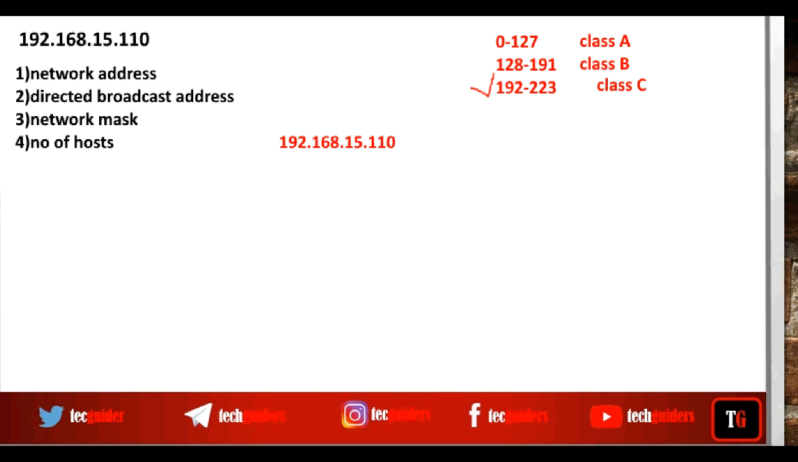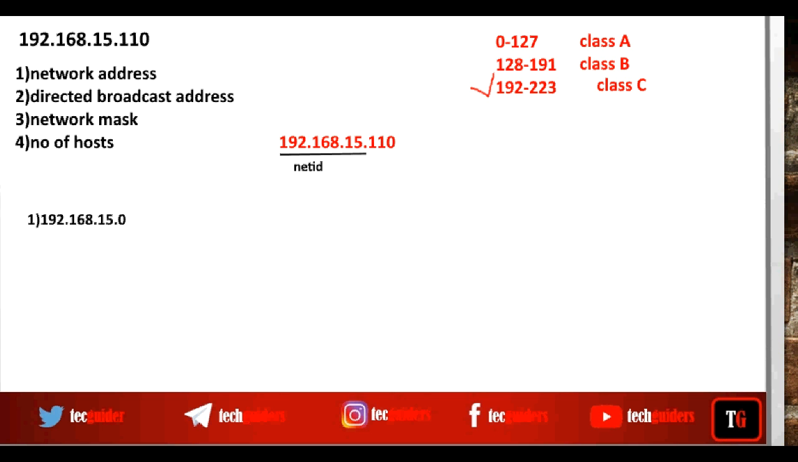And in all Class C IP addresses, the first three octets identify the network and the last octet identifies the host within that network. Thus, the address of the network to which this IP address belongs is 192.168.15.0, the network ID portion followed by all zeros in the host ID portion. Thus, the network address is 192.168.15.0 and the directed broadcast address is the network ID portion followed by all ones in the host ID portion.